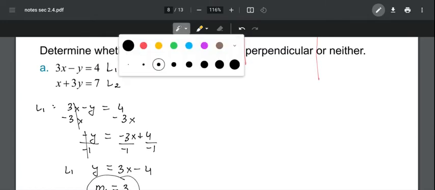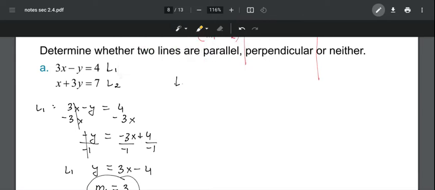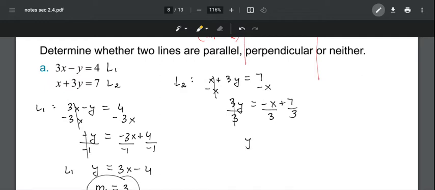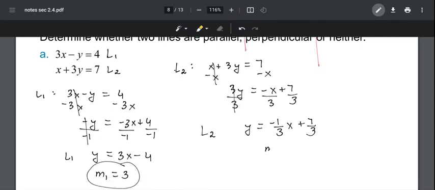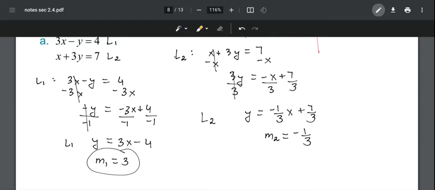Next, I'm going to do the same type of work with line 2. Equation of line 2 is x plus 3y equals 7. I want to convert that equation into slope-intercept form, which means just isolate y. We're going to subtract x from both sides. We're getting 3y equal negative x plus 7, and divide each by 3. So we have y equal negative 1/3 x plus 7 over 3. And this is the equation of line 2. So now I can see that the slope of the second equation is negative 1 over 3.